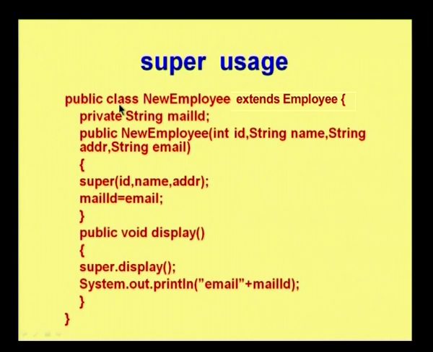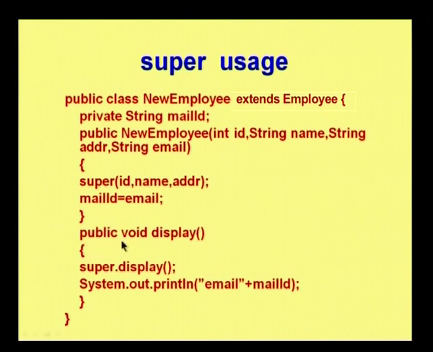We have public class NewEmployee extends Employee. Here we have private String mailID. Already we have seen what you have in your Employee class. Here we have used a keyword called super in order to access the base class, that is your superclass constructor. So there is a constructor with 3 arguments in your superclass.